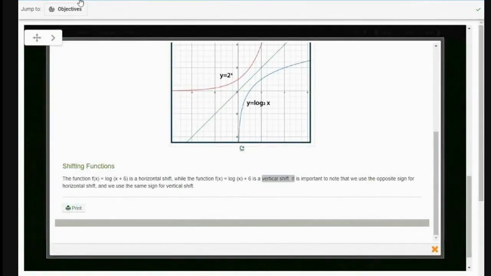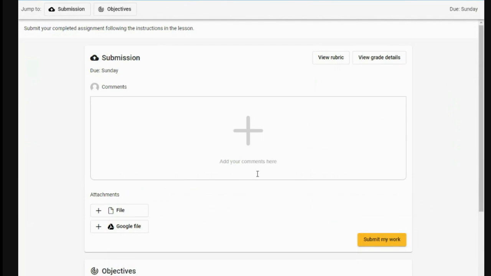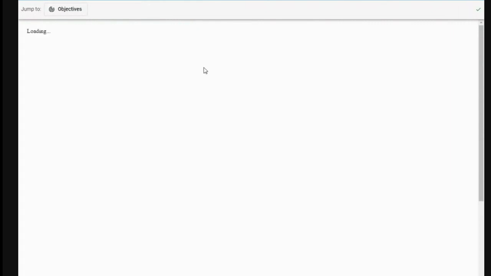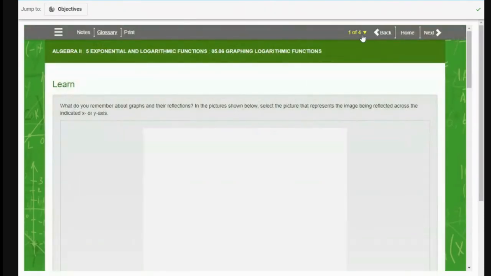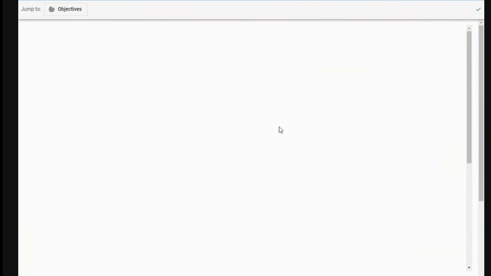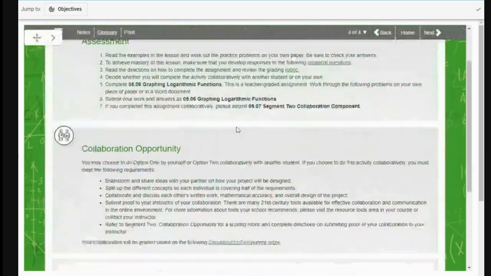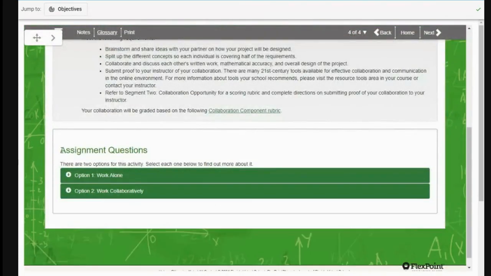Okay, let's look at our assignment. Oh, wait, look here. There's no assignment, no questions on the assignment page. Submit the complete assignment following the instructions in the lesson. Let's go back to the lesson, to the last page. The last page of the lesson. Page 4. And there you go. Assignment. It's down at the bottom.